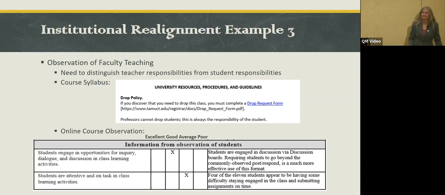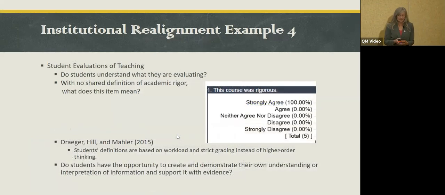And this is one of my favorite examples. Student evaluation of teaching. This is a real item that came off of one of my evaluations last semester. This course was rigorous. And of the five students who took the time to fill out the survey, I got 100%. I'm rigorous, so why am I here presenting? I'm done, right? Well, the problem with these kind of direct questions is, do students really know what they're responding to? I mean, we have a hard time defining rigor, right?